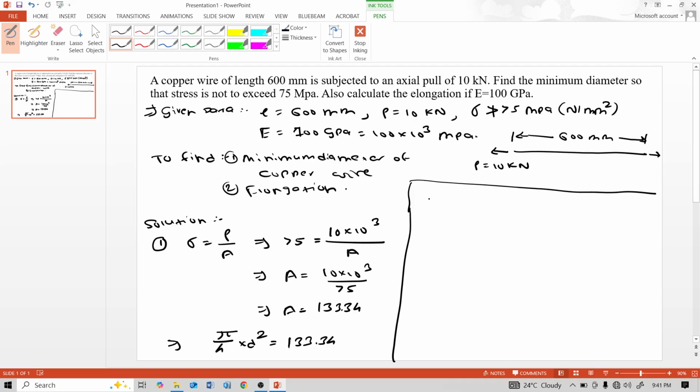So d square is equal to 133.34 multiplied by 4 divided by pi. The value comes to 169.765, that is the d square value, the diameter square value, and the square root of it is 13.02. So our minimum diameter of the copper wire comes to 13.02 mm.